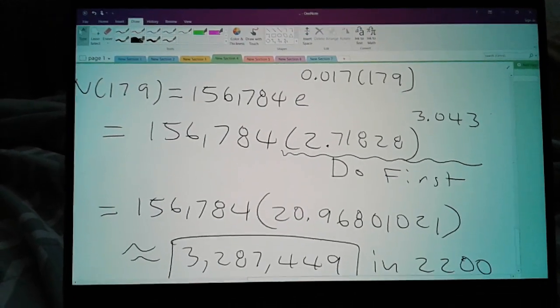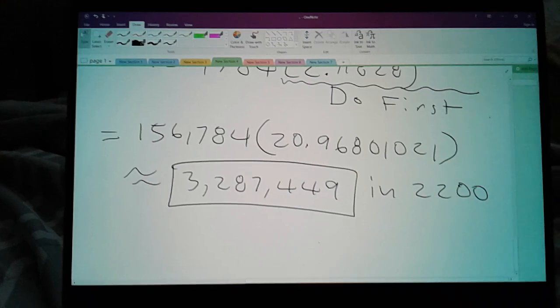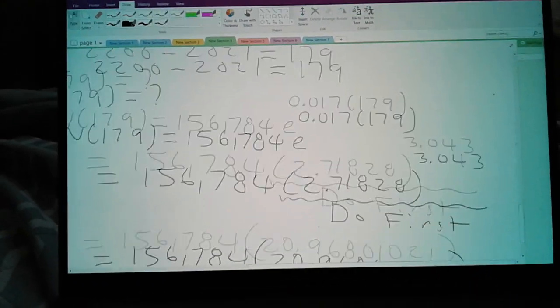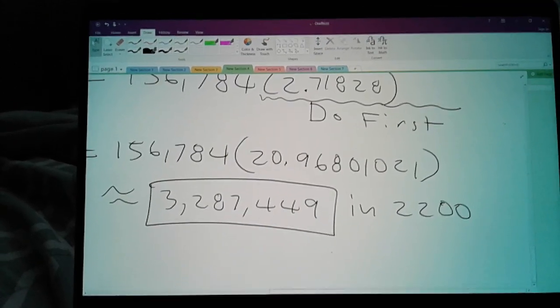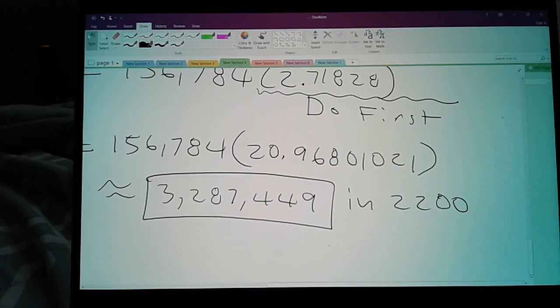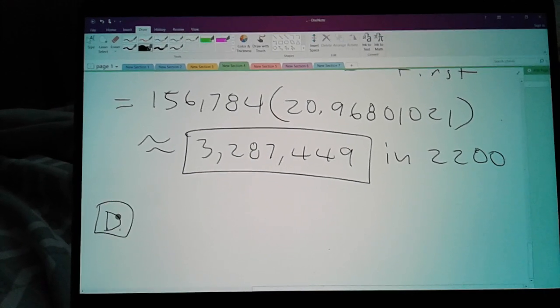So yes, if you have a good calculator, you don't have to do as many steps. But it's a good idea to see where it all comes from. And then you know where I'm getting it from step to step. Any questions about it? Does it make sense?